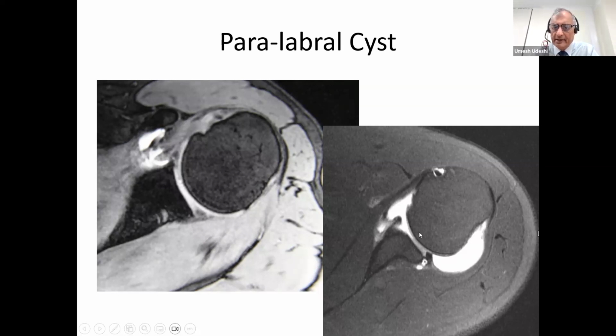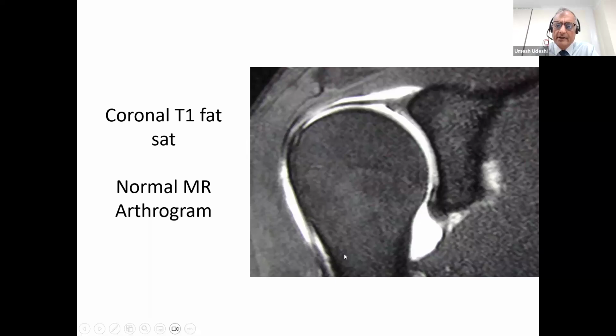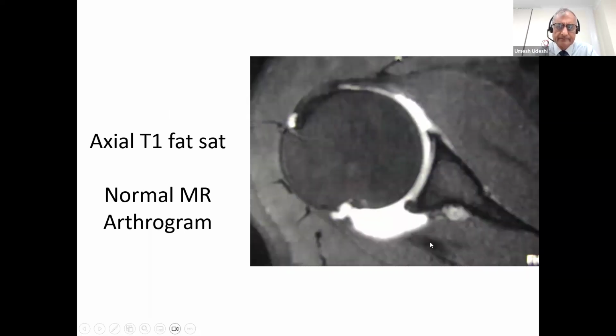This is an arthrogram. So this is a contrast T1 fat suppressed image. And you can see bits of contrast have leaked through here and are sitting just behind the posterior labrum. So this is another paralabral cyst filling with the injected contrast. Here's a normal coronal view through in an MR arthrogram. So this is all contrast, the white stuff. Here's a biceps tendon attaching to the superior labrum. So that's the biceps anchor. There's a little gray rim on the glenoid, and on the humeral side, that's the hyaline articular cartilage.